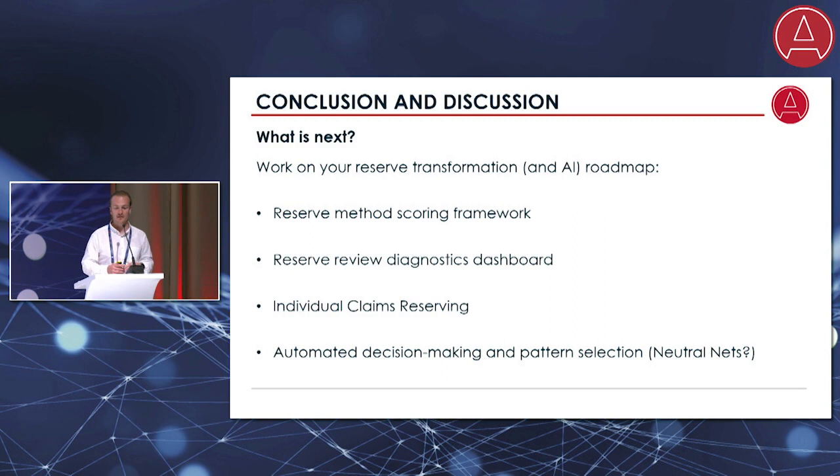Consider individual claims reserving, and then also just work on your scoring methods to automatically help you pick which method is better. Is it the BF? Is it the chain ladder? All that stuff.